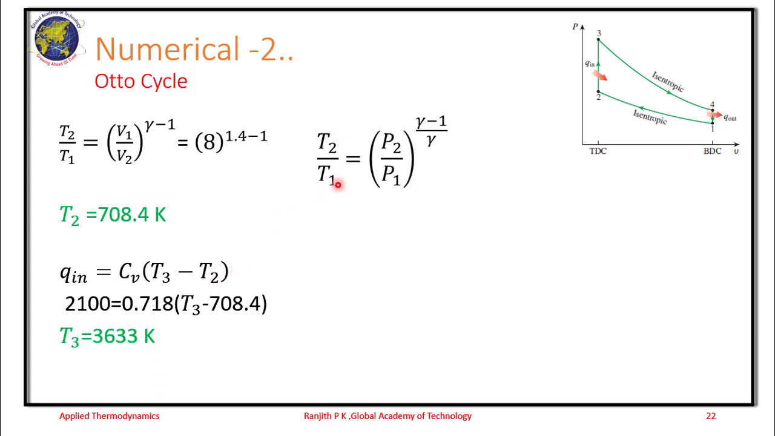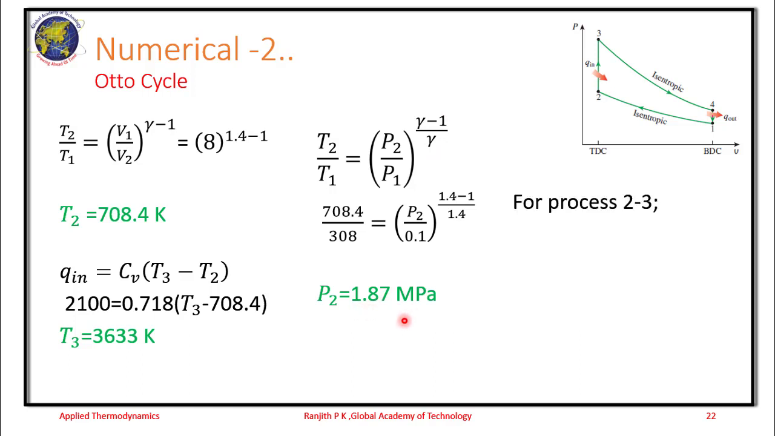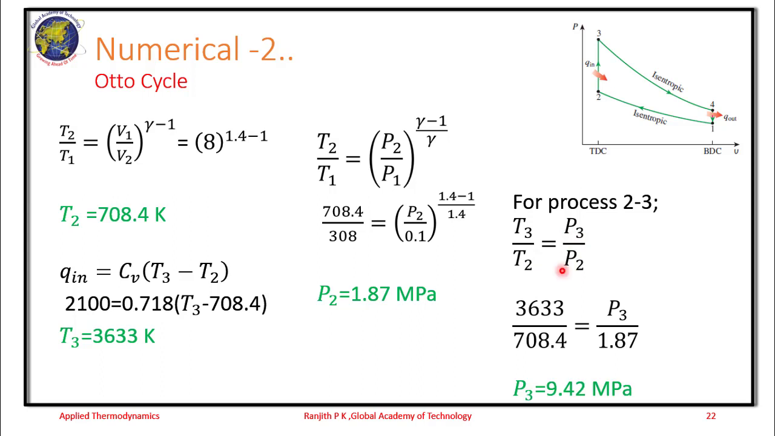Then T2 by T1 is also equal to P2 by P1 power gamma minus 1 by gamma. That is nothing but finding the value of P2. So we have T2, T1, P1 and gamma values. We end up finding P2. So P2 takes the value of 1.87 megapascal. Further, for the process 2 to 3, T3 by T2 is equal to P3 by P2. So we end up calculating P3, which is 9.42 megapascal. So the maximum pressure is 9.42 megapascal and the maximum temperature is T3, 3633 Kelvin.